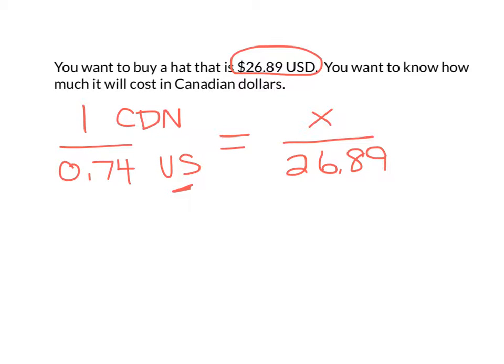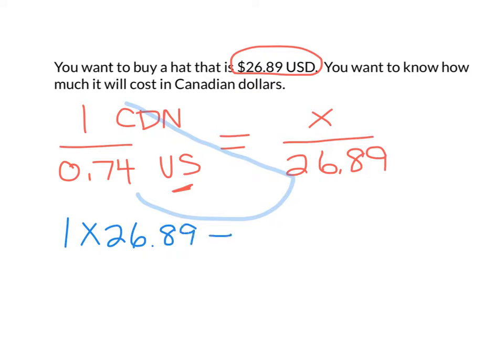What I do is I use my never fail method and I multiply on the diagonal and then divide by the other number. So I am going to multiply 1 times 26.89 divided by 0.74.